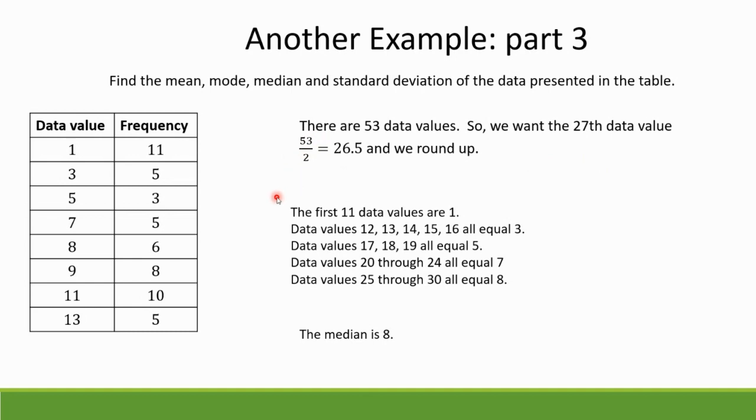Okay, well, let's sort of list the data. We know the first 11 are equal to 1. Now, the next 5 data values equal 3. So that's the next 5 after 11, so that's 12, 13, 14, 15, 16. All of them equal 3. The next 3 data values equal 5. The next 3 after 16. So that's 17, 18, 19.